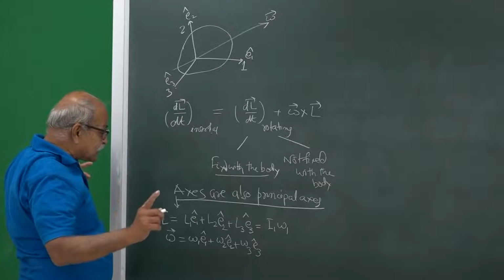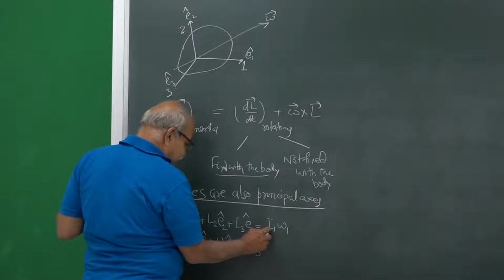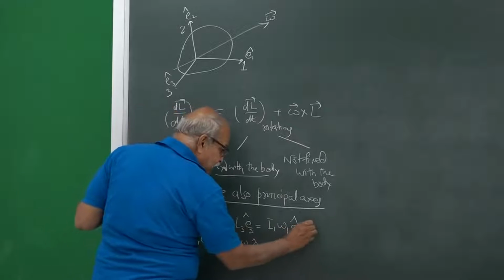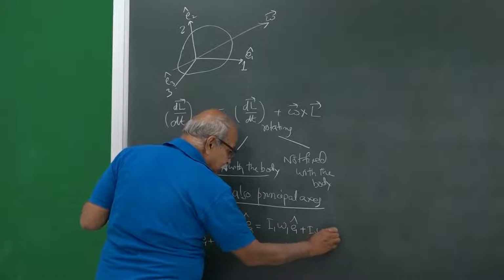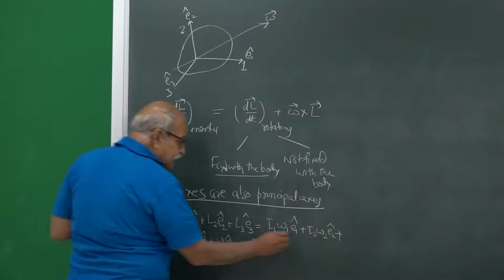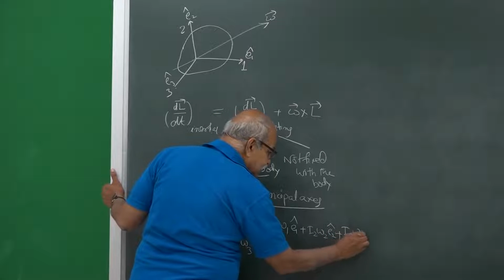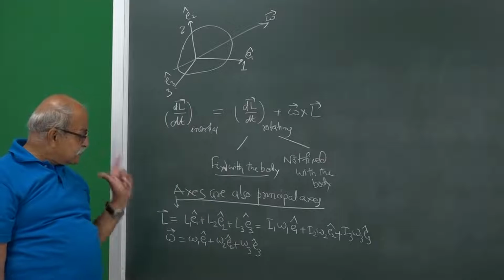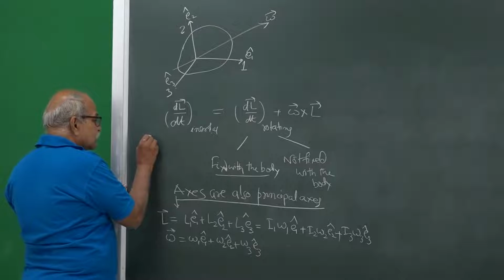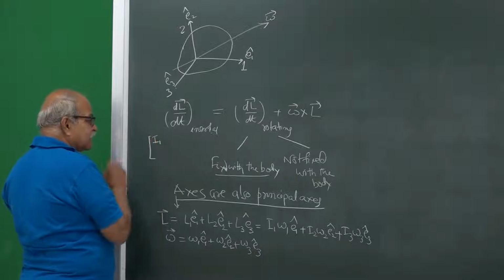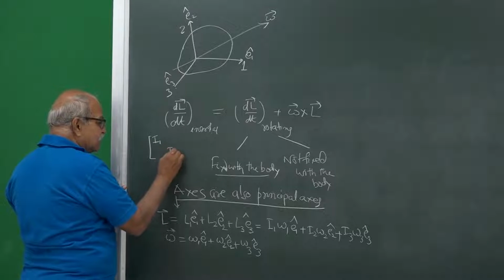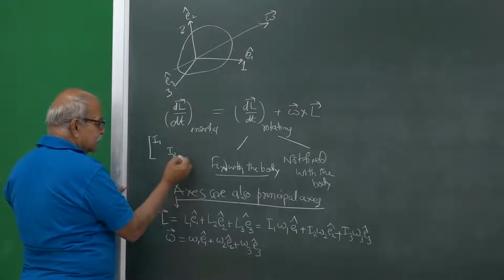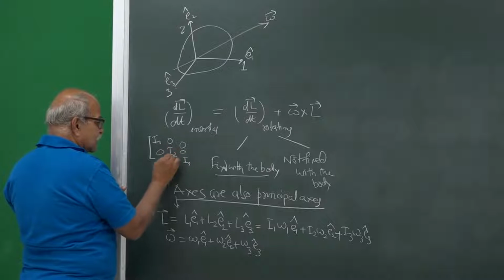If you are using principal axes, it is very simple: L1 is just I1 omega 1 E1 cap, plus L2 is I2 omega 2 E2 cap, and plus L3 is I3 omega 3 E3 cap. Because in the principal axis system you do not have any off-diagonal terms. So your matrix is like this: Ixx which I am writing I1, Iyy which I am writing I2, and Izz which I am writing I3, and the rest are all zeros.